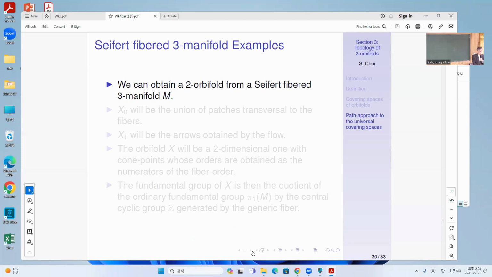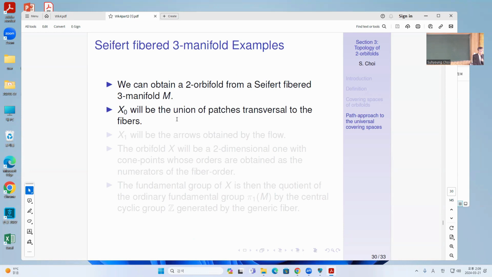So for the Seifert fibered three-manifold example, one can obtain a two-dimensional orbifold from a Seifert three-manifold. How do you do that? We haven't really introduced Seifert three-manifolds, but they are ones which are filled with circles. Each neighborhood is going to be fibered by circles, but you can glue the solid torus with some diffeomorphism of finite order.